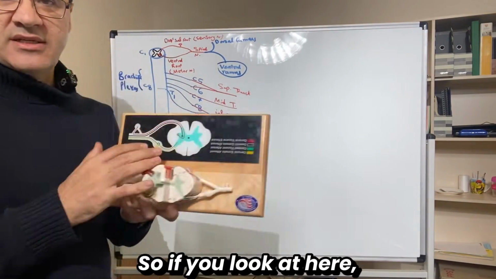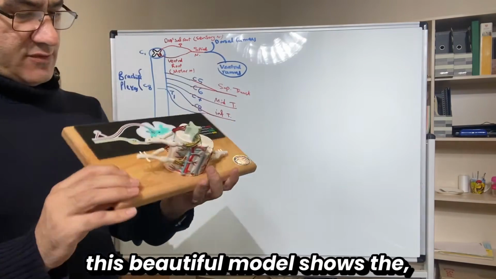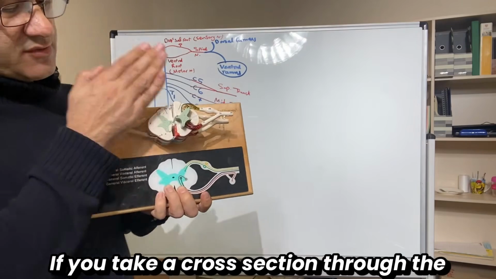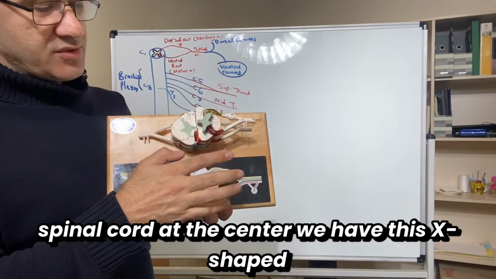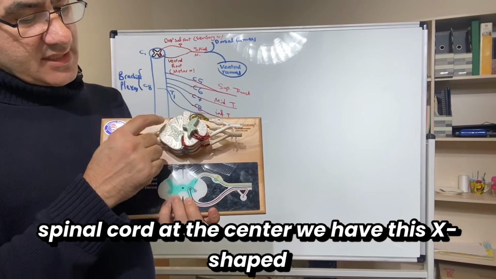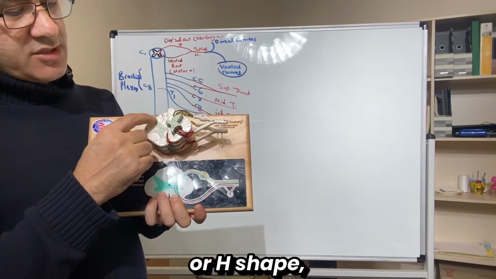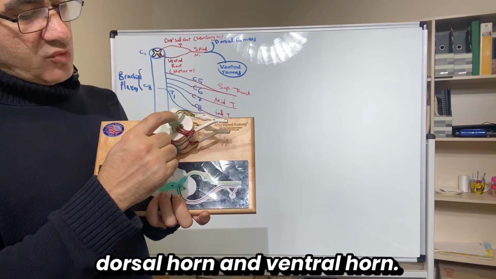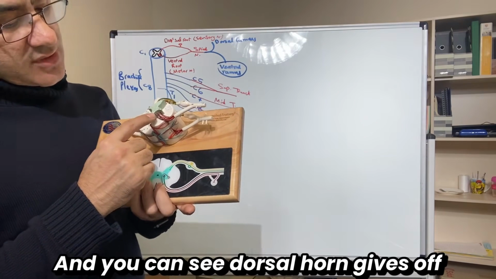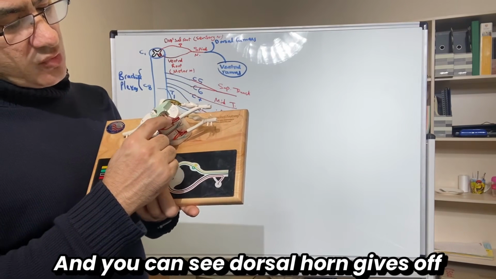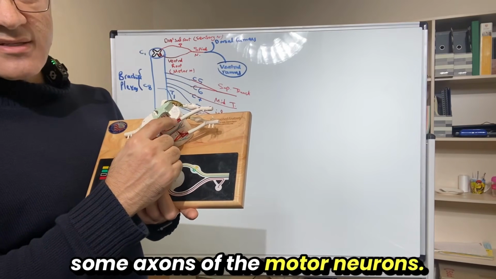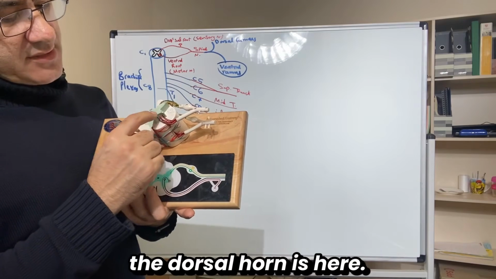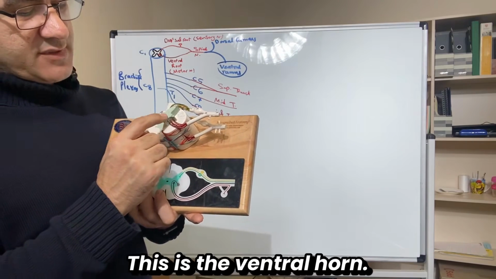So if you look at here, this beautiful model shows the different parts of the spinal cord. If you take a cross section through the spinal cord, at the center we have this X-shaped or H-shaped gray matter, which is comprised of the dorsal horn and ventral horn. And you can see dorsal horn gives off some axons of the motor neurons. The dorsal horn is here. This is the ventral horn.